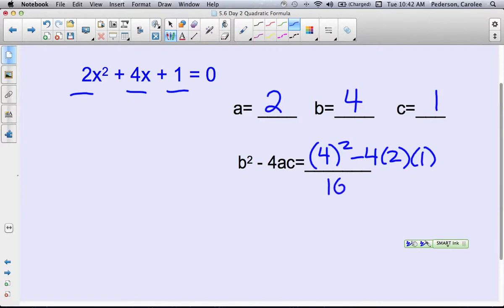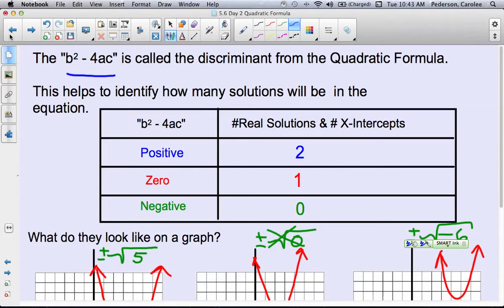And then we reduce that down. So we get 16 minus, and then negative 4 times 2 is negative 8, times 1 is negative 8. Then 16 minus 8 is 8. This is a positive 8. So if I go back to this chart on the previous slide, we had a positive discriminant. So that means we have two real solutions. So we have two x-intercepts.